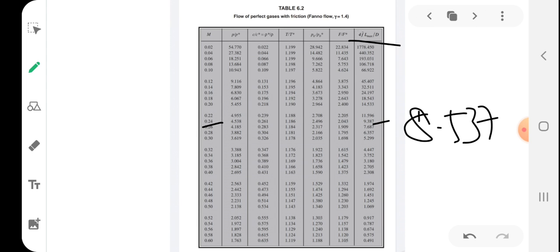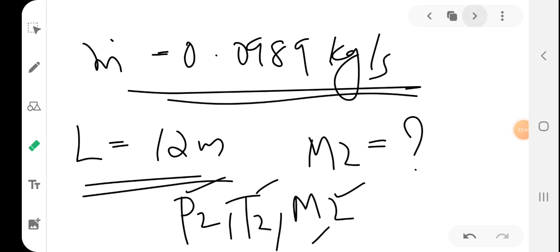So corresponding to 4f bar Lmax by d, where this 7.68 comes. 7.68 comes for a particular Mach number. Okay, here it is 7.68. So 7.68 will be corresponding to M2, and that M2 will be, okay, not like that, you have to write like this. So I will write an equation now.